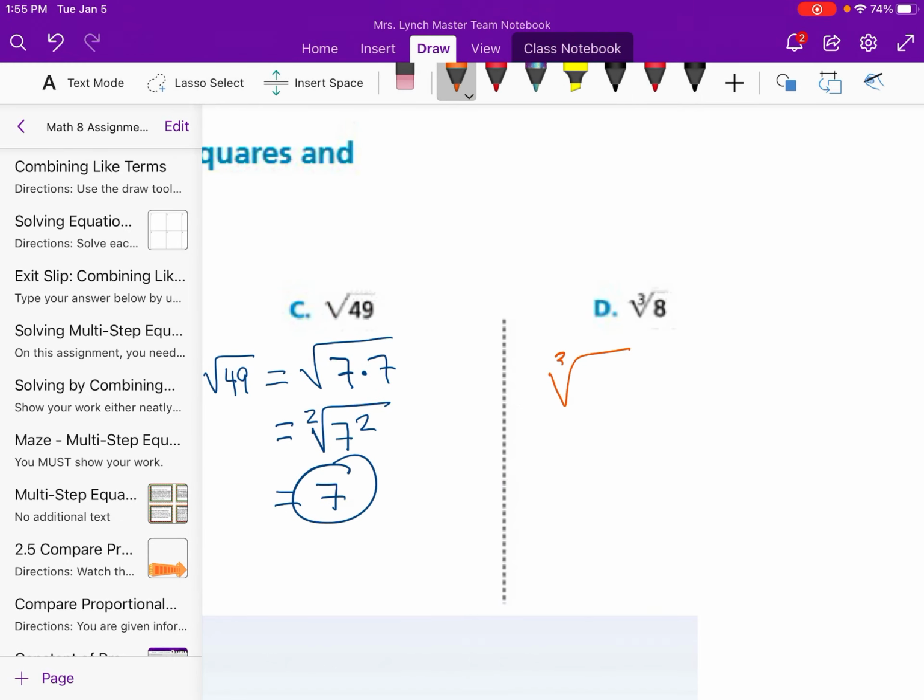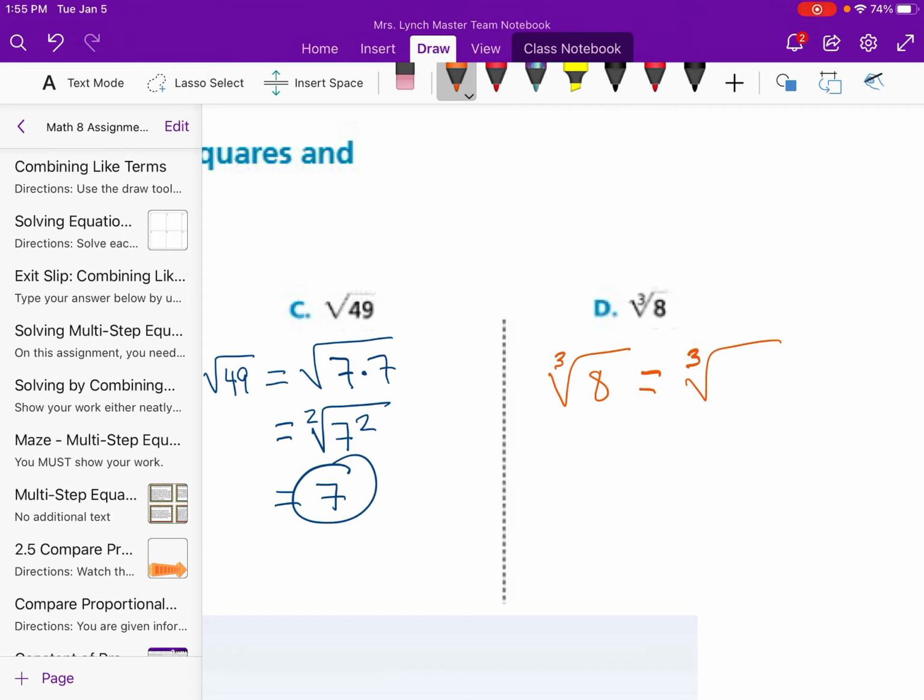So we have the cubed root of 8, and for a cubed root, it is extremely important that you make sure your little 3 is on the outside there, or else it's a square root, which makes it completely different. So please make sure your 3 is there. So we have the cubed root.